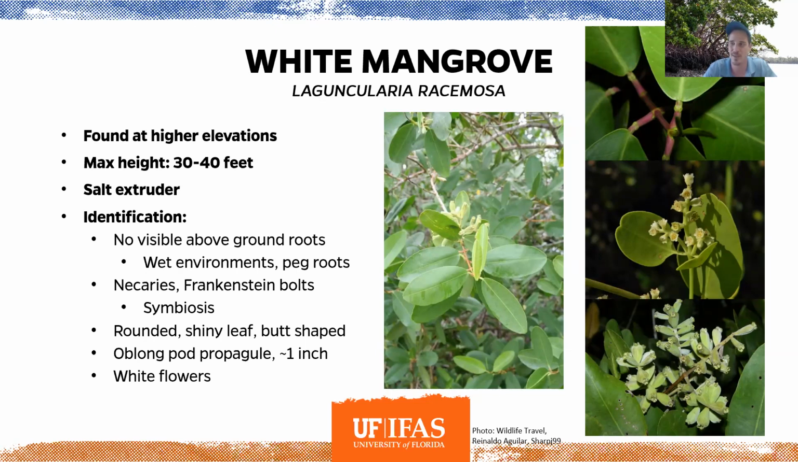different kinds of bugs out there that could be pollinators, or they could attract bugs that could prevent grazing, by having protection against herbivores out there. They have a round, shiny leaf, and they have this little butt shape right there on the edge that you could tell. That's one way of identification.